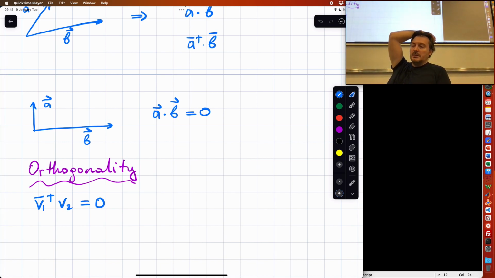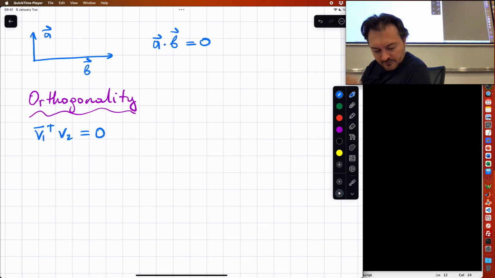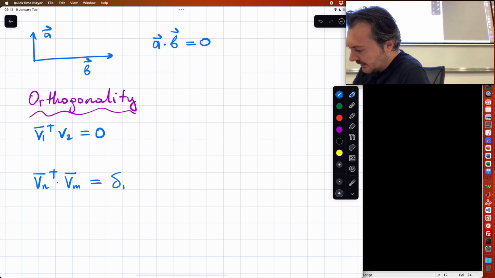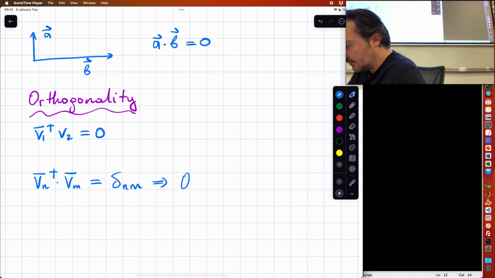So now we understand orthogonality, normality, and we are claiming that the vectors are orthonormal. So let's see if they are orthonormal or not. Vectors being orthonormal means that Vn dagger times Vm is equal to delta nm. This is orthonormality.